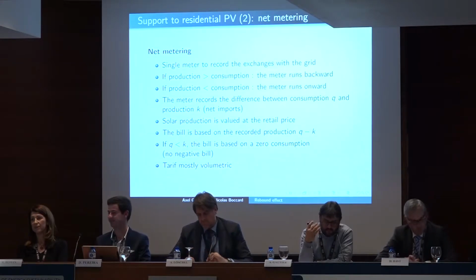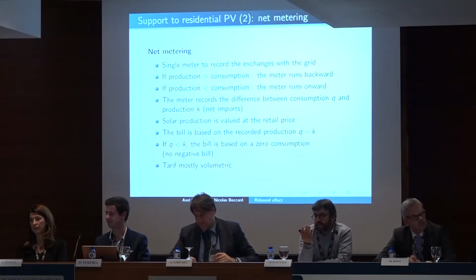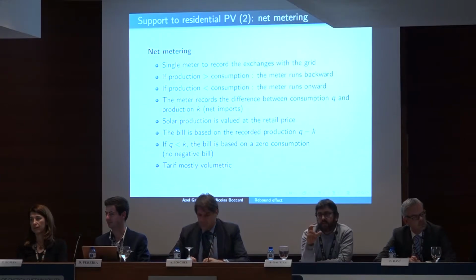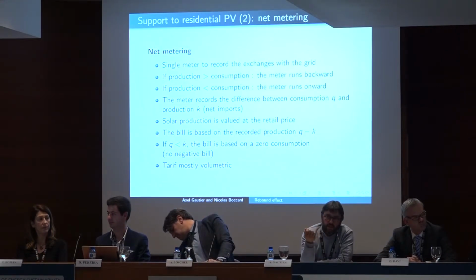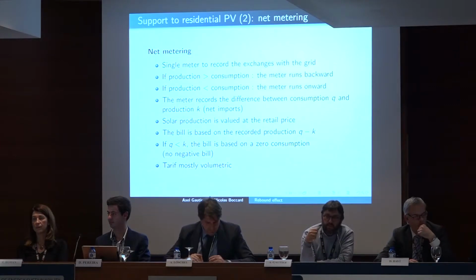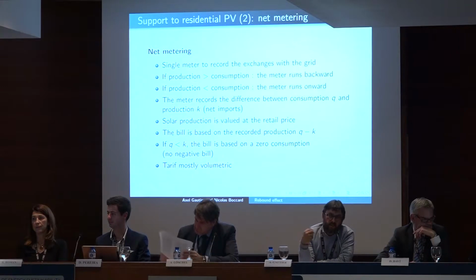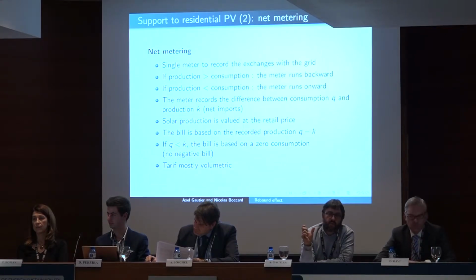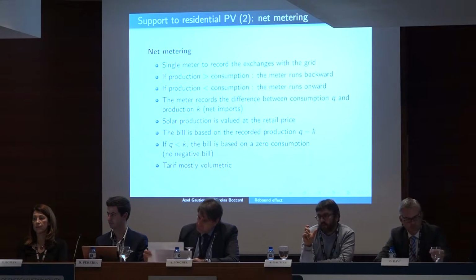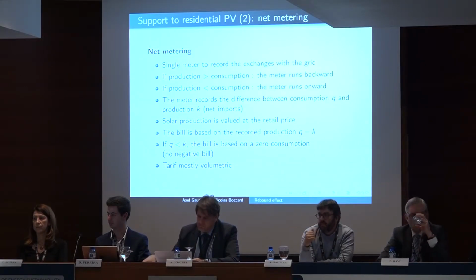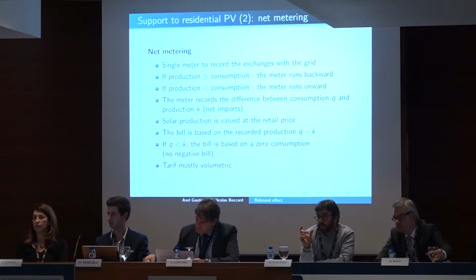The second part of the subsidy is the net metering system in place. With the net metering system, you have a single meter to record the exchange with the grid. So if you produce more than your consumption, you inject electricity into the grid and your meter runs backward. If you produce less than your consumption, then you import electricity from the grid and the meter runs onward like a traditional meter. So in fact, the meter records only the difference between consumption and production, what we call net import, and your bill is based on this net import.